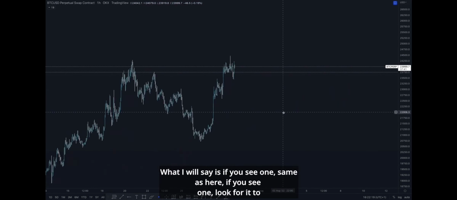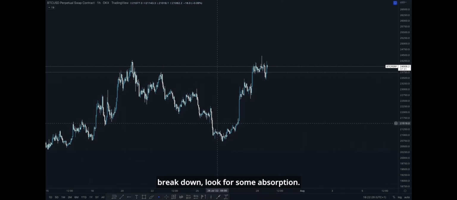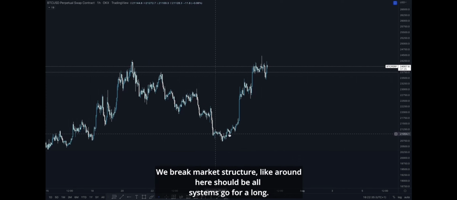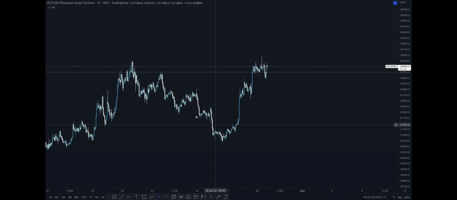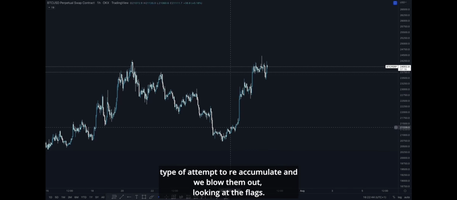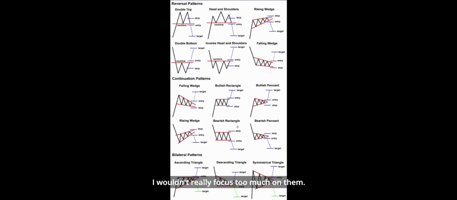What I will say is, if you see one, same as here, look for it to break down. Look for some absorption, so the price is failing to go lower. It starts to come up a bit. We break market structure, like around here, you should be all systems go for a long. Because you've had this nice move that broke down. Price is clearly making some type of attempt to reaccumulate, and we blow them out. Looking at the flags, I don't see them that often. I wouldn't really focus too much on them.